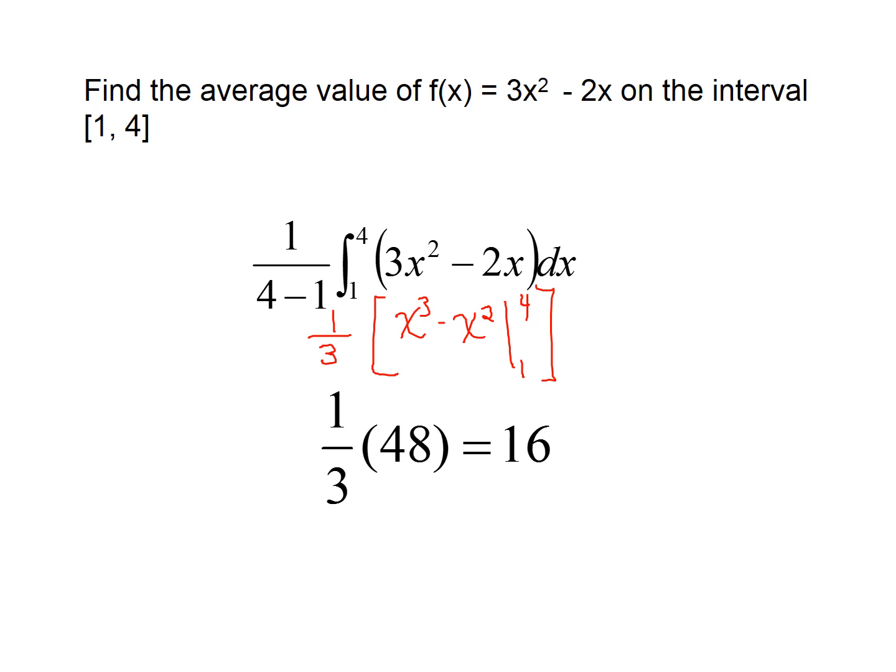So I would evaluate that, and that gives me what? 64 minus 16. Then 1 minus 1 is just 0, so 64 minus 16 is 48. Then I divide it by 3, and it gives me 16. And that is that.